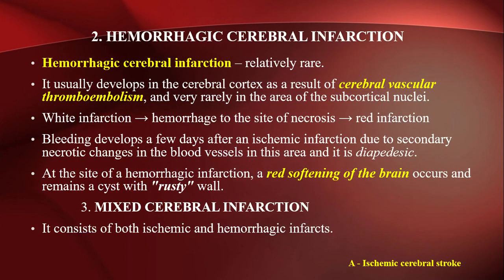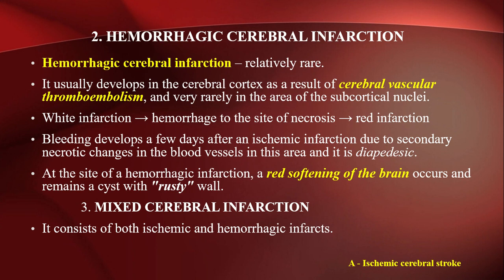Hemorrhagic cerebral infarction is relatively rare. It usually develops in the cerebral cortex as a result of cerebrovascular thromboembolism, and very rarely in the area of the subcortical nuclei. At first, a white infarction forms here also, but after hemorrhage into the site of the necrosis, it becomes a red infarction.